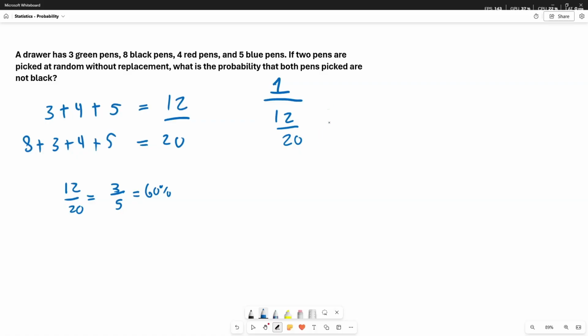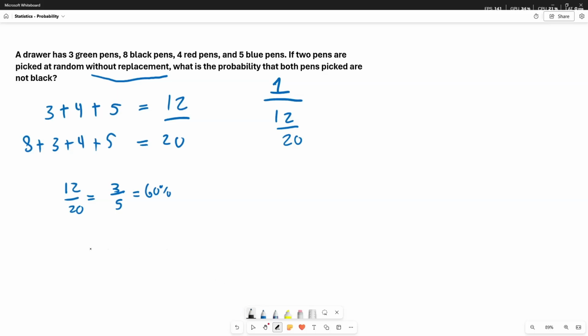Now, what happens after we don't pick a black pen? Because we're supposing that both pens picked are not black. What happens when we pick the second pen? And again, this is a without replacement problem, so we're not putting the pen back. We don't have our original numerator and denominator.